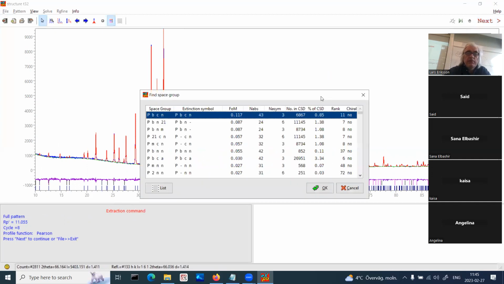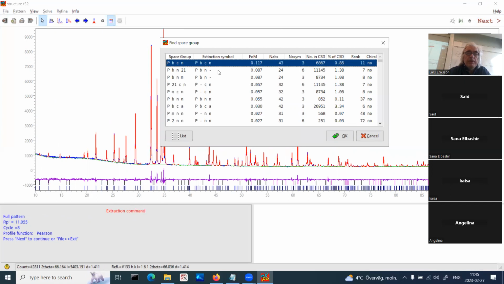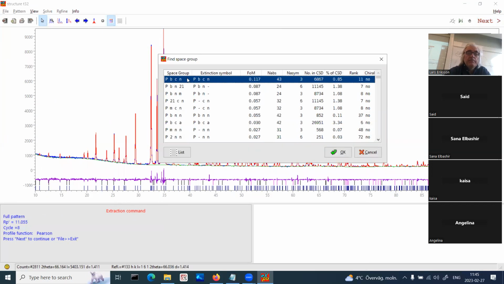Here comes a long list of probable space groups: PBCN, PBN21, PBNM, etc. And the figures of merit here, assuming that a big figure of merit is better than a low one, it's probably the upper one, but it's not very much higher than the other ones. We can see in the statistics that only 0.85% of the structures in the CSD have this space group.